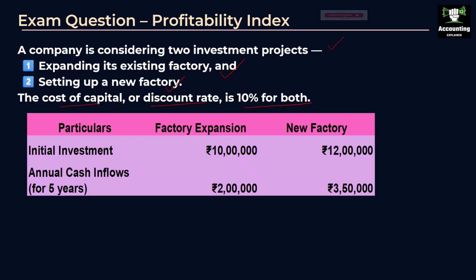So the information given in the question is as follows. The columns are particulars, factory expansion, new factory. The initial investment for the factory expansion is rupees 10 lakhs. For the new factory, it is rupees 12 lakhs. Annual cash flows for 5 years: for factory expansion, it is rupees 2 lakhs, and for new factory, it is 3 lakh 50,000.